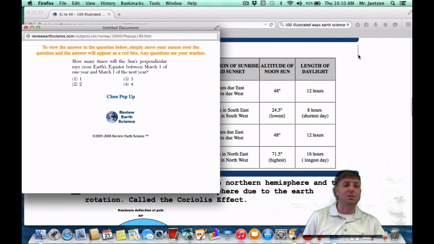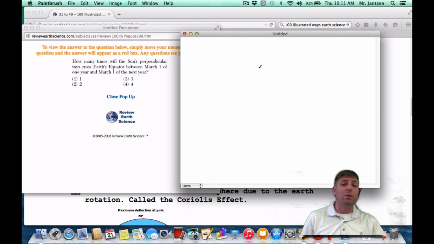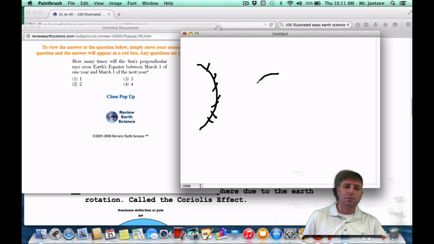A Regents question associated with this is how many times will the sun's perpendicular rays cross the Earth's equator between March 1st of one year and March 1st of the next year? That's a tough question. Okay, so whenever you get a chance, you can draw all over your Regents and make a mess of it. So let's make a little sun and an Earth. And I'm not going to worry about the tilt and stuff right now. I'm just worried about where the sun's direct rays are. So on March 1st, the sun's rays are probably going to be right about here-ish.